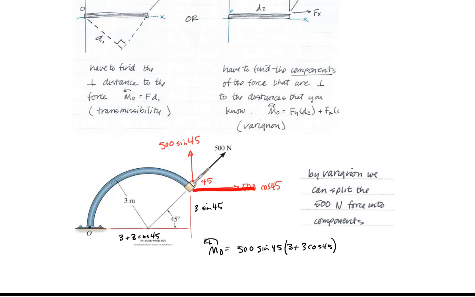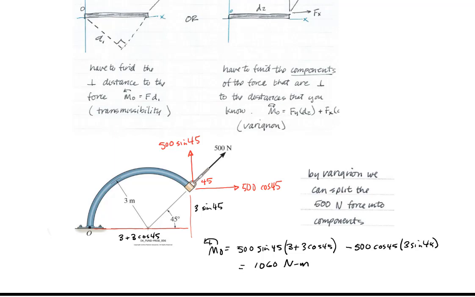Now this force here is tending to rotate it going in this direction. This component is tending to rotate in the positive direction, but this one is trying to rotate it in that direction. So this component will be a negative. So this will be negative 500 cos 45 times 3 sine 45. You add those together and you get this value of 1060 Newton meters. Okay, that's using Varignon to break it up.